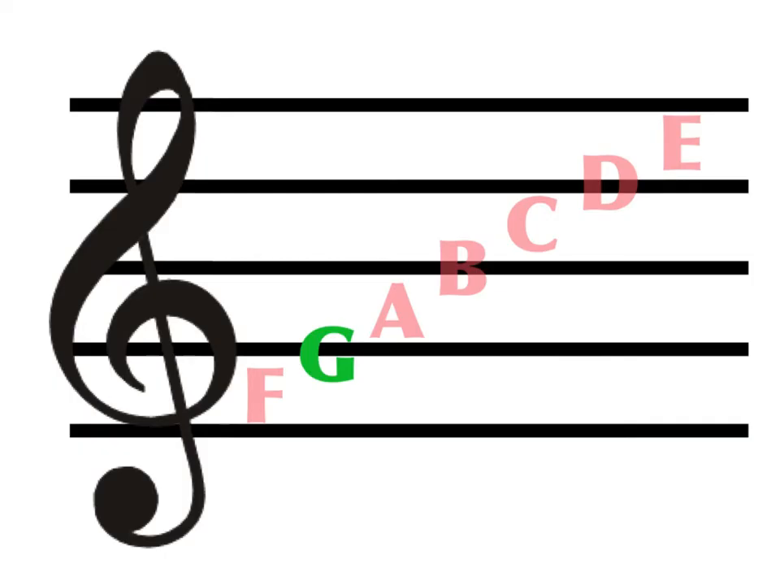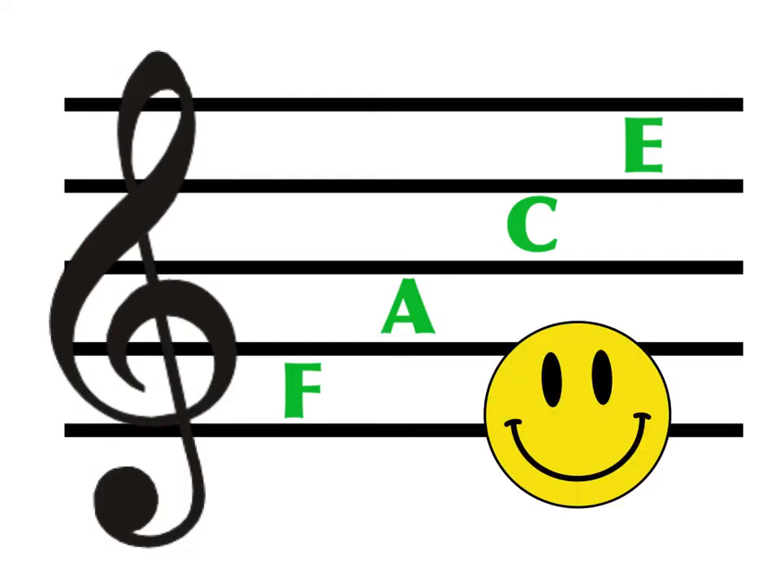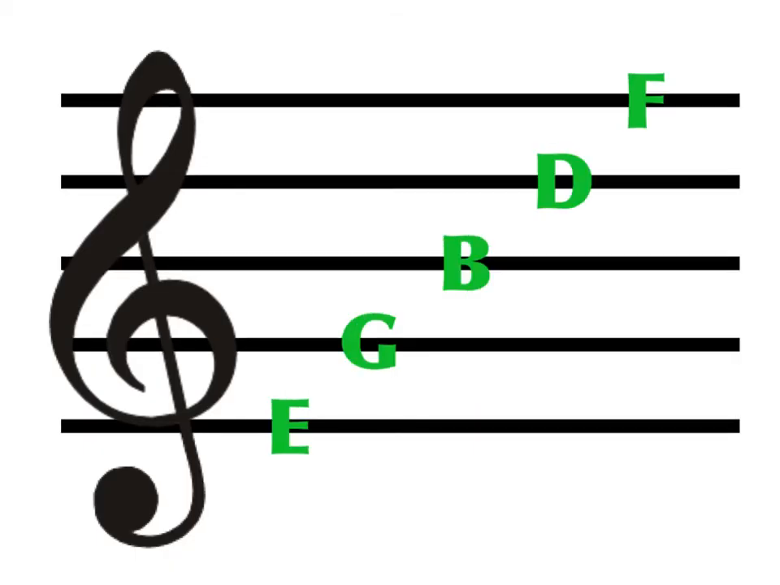The easiest way to remember these is to use mnemonics, which are words or phrases to help us memorize the order of the letters. There are 4 spaces on the staff. Reading from the bottom to the top, the names of the spaces spell the word face. There are 5 lines on the staff. Reading from the bottom to the top, the names of the lines are E, G, B, D, F.